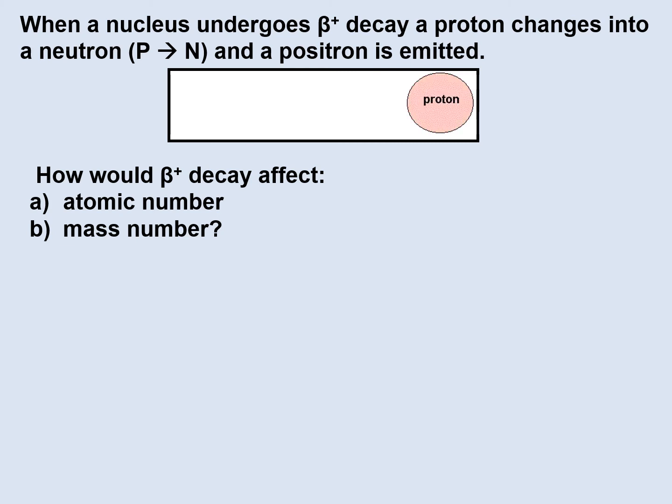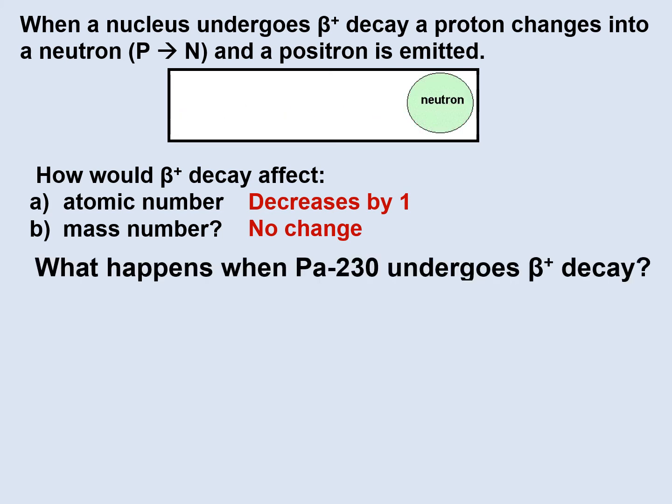Well, clearly, if we have had a proton turn into a neutron, the atomic number must have gone down by 1 because there is 1 less proton in that nucleus. Again, the mass number will not change because the mass of the neutron that was formed was the same as the proton that it formed from. Let's have a look at an example.